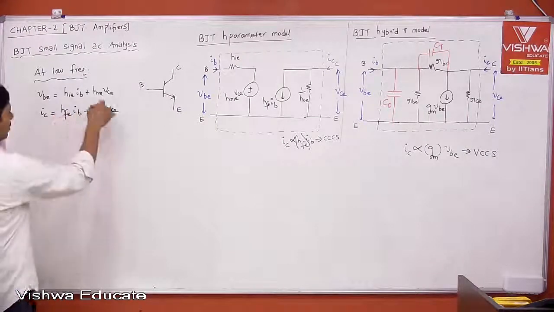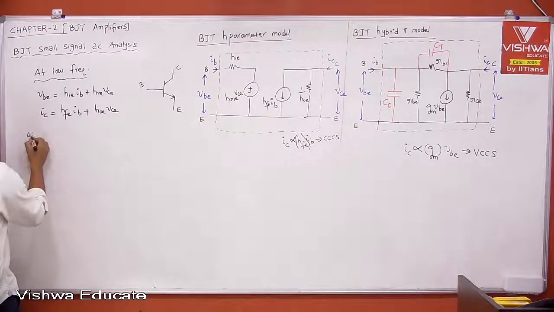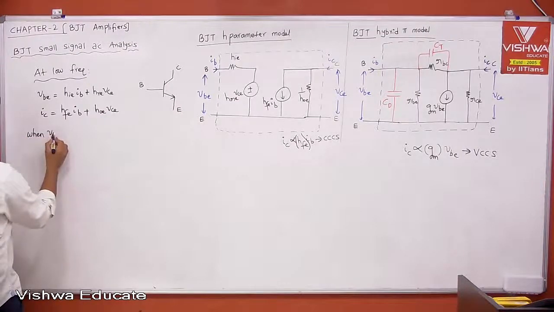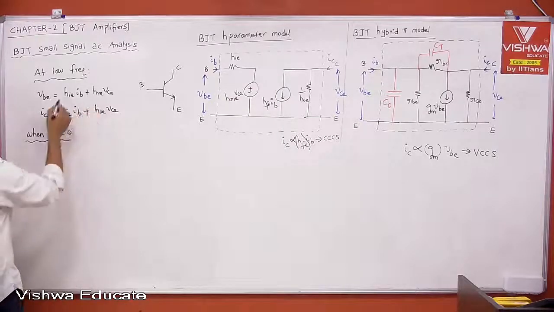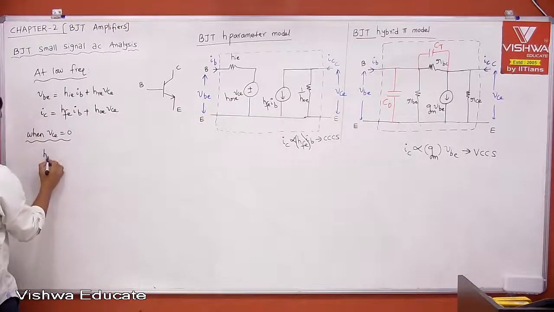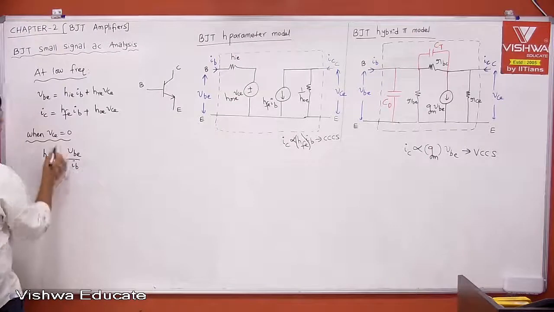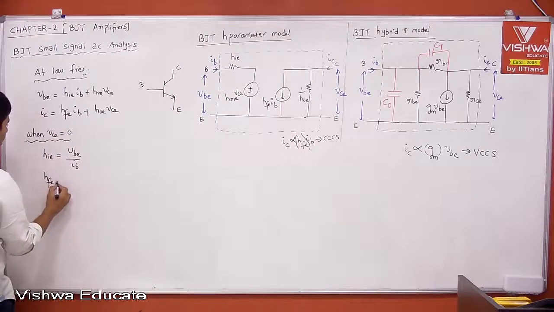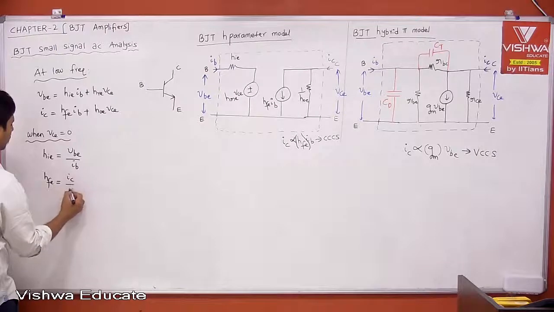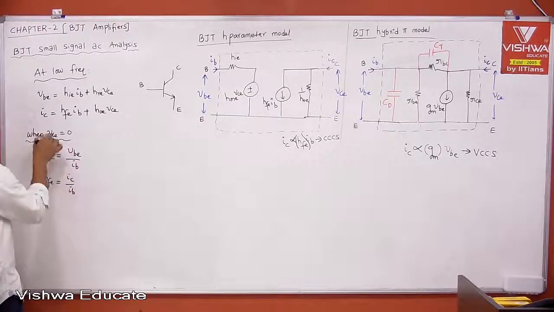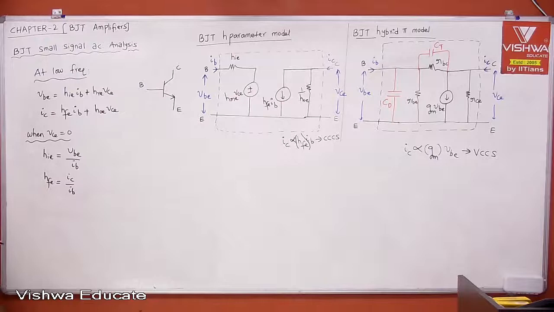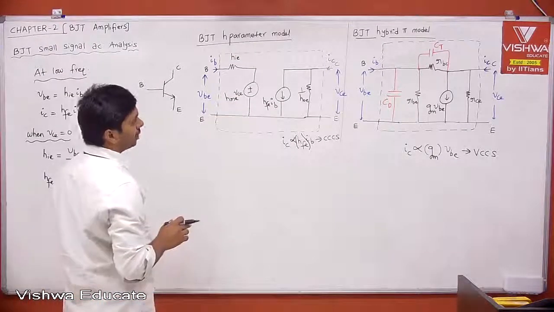Now, tell me what is HIE when VCE is equal to 0. HIE is equal to VBE divided by IB. Then what is HFE? HFE is equal to IC divided by IB. But remember, these are all true when VCE is equal to 0. That is fine. Now, coming to the hybrid pi model.